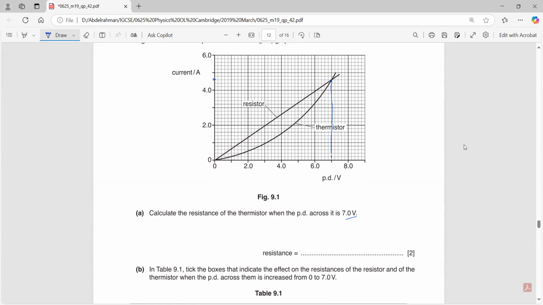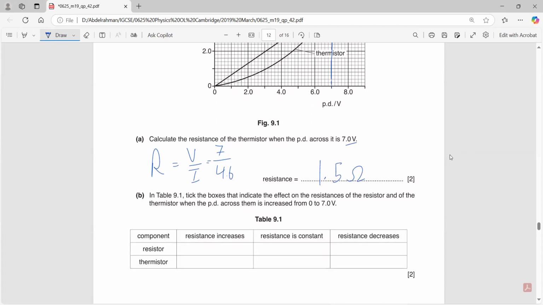A current of 4.6, right? I'm sorry, 4.6. So R equals V over I, which is 7 divided by 4.6. What's 7 divided by 4.6? 1.5 ohms.